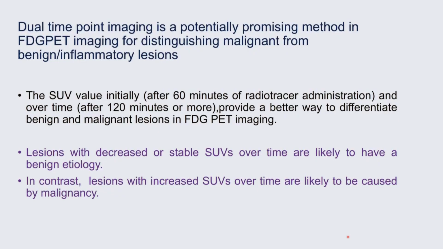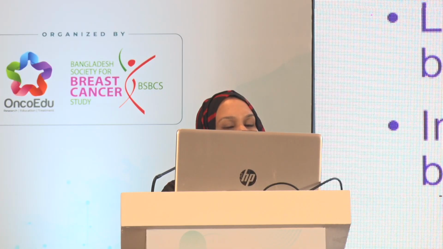Dual-time PET imaging is a potentially promising method for distinguishing malignant versus benign or inflammatory lesions. The SUV value initially, after 60 minutes of radiotracer administration, and over time, that is 120 minutes after administration, provides a better way to differentiate between benign and malignant lesions. Lesions with decreased or stable SUV over time are likely to have a benign etiology, and in contrast, lesions with increased SUV over time are likely to be caused by malignancy.